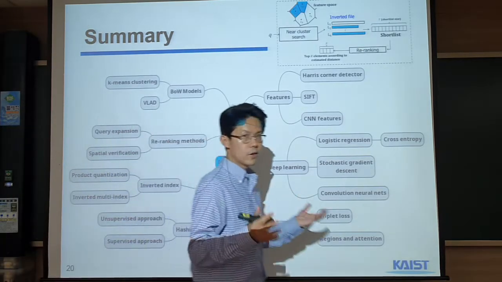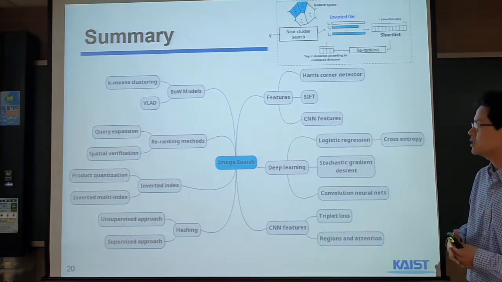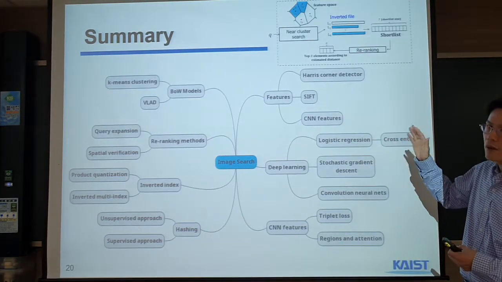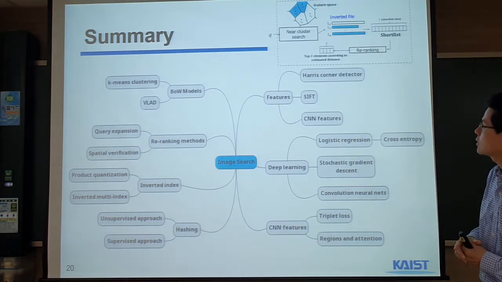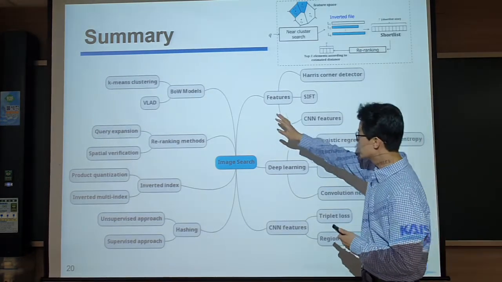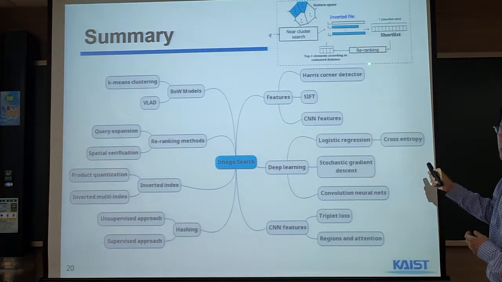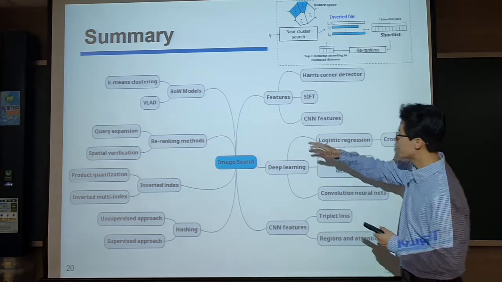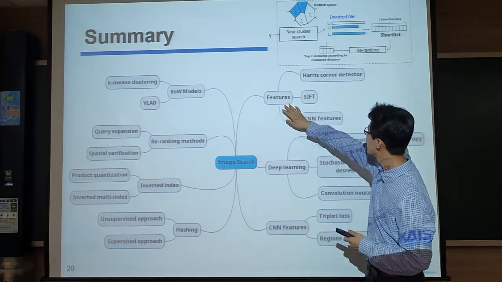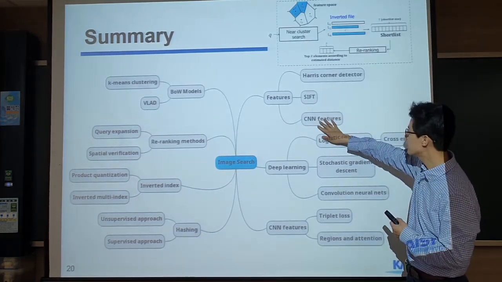So far, I talked about different things. Actually, now we are getting close to the end of this lecture. So before I finish this talk, I'd like to summarize what we have talked about so far. We talked about image search, right? You might recall that I showed this overall structure of image search. Along this line, first of all, we need to extract the features, right? So we talked about Harris corner detector, SIFT, and also some of the recent CNN features.